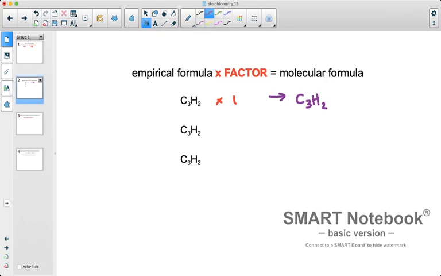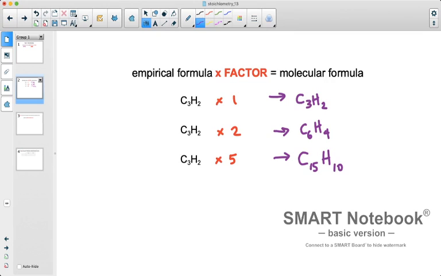If we take the same empirical formula and multiply now by a factor of 2, my molecular formula now becomes C6H4. Every subscript gets multiplied by a factor of 2. If I wanted to even go higher, I can even go to a factor of 5. So when I take this empirical formula and multiply by a factor of 5, I'm going to take each of the subscripts and multiply by 5. So my molecular formula ends up being C15, and now it's going to be H10.